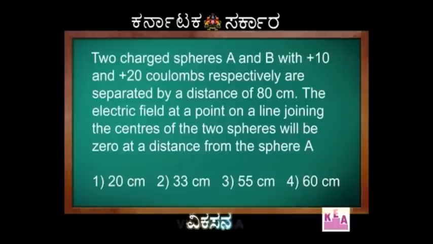The question is: two charged spheres A and B with 10 and plus 20 coulombs respectively are separated by a distance of 80 centimeter. The electric field at a point on the line joining the centers of the two spheres will be 0 at a distance from the sphere A. First option 20 centimeter, second option 33 centimeter, third option 55 centimeter, fourth option 60 centimeter.